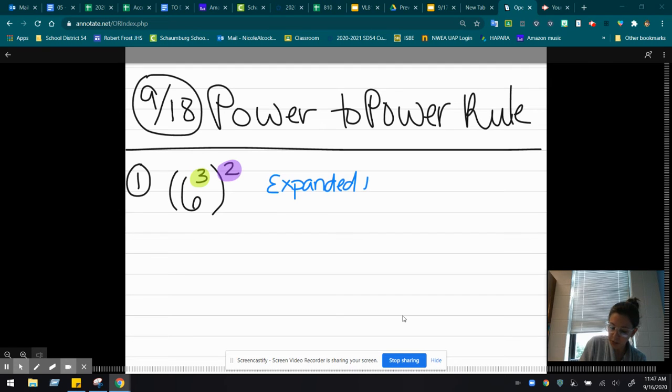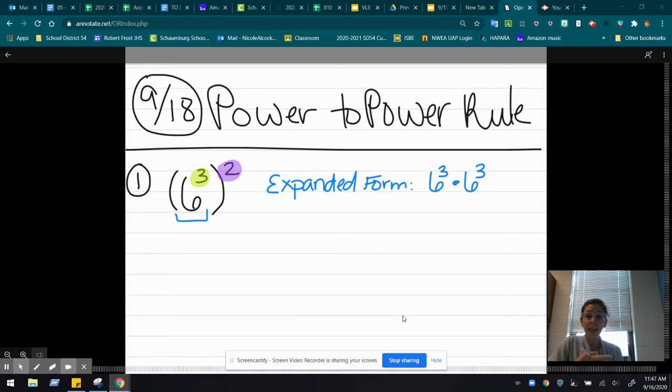Expanded form really is just like showing your work. You're just showing what's actually happening. It can also teach us what the rule is so you don't have to do it every time. So I see that it's 6 to the third power to the second power. So 6 to the third to the second power means 2 times 6 to the third.